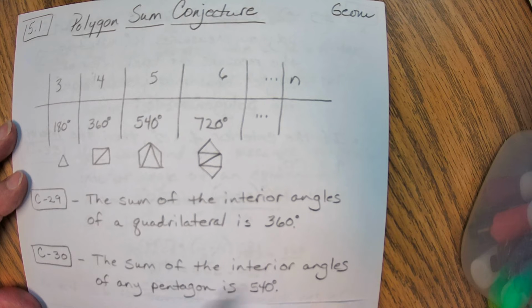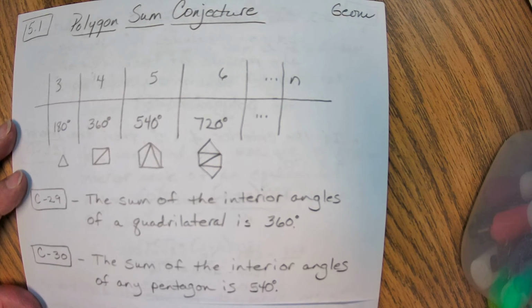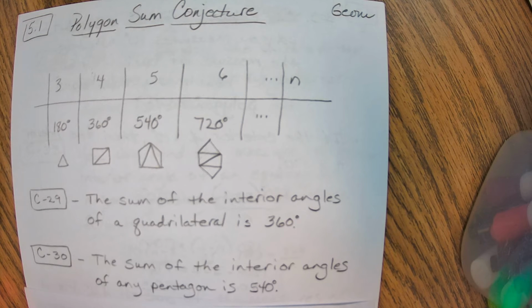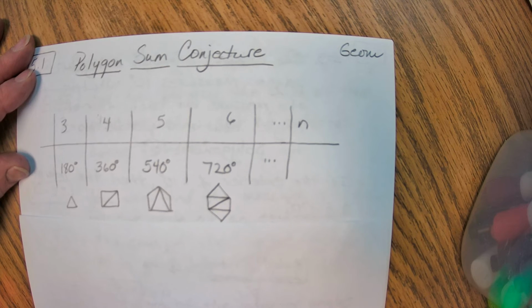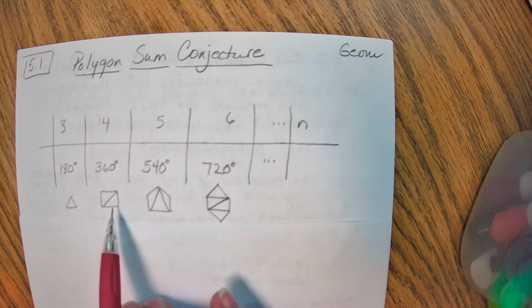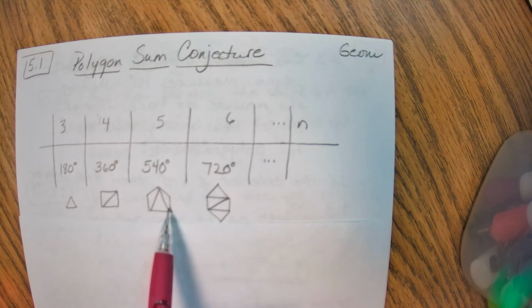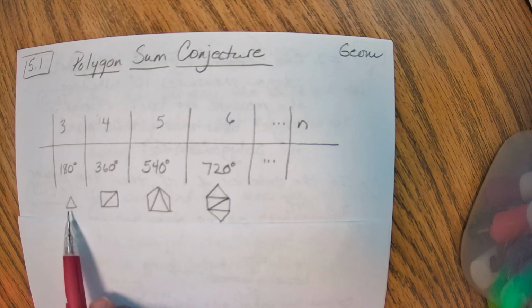C30 is the sum of the interior angles of any pentagon is 540. So obviously we want to make this simple for us and see if we can come up with a formula to determine, for any sided figure, what the sum of their interior angles is going to be. So let's go back to this table. A three-sided figure is a triangle, a four-sided figure is a quadrilateral, a five-sided figure is a pentagon, a six-sided figure is a hexagon.